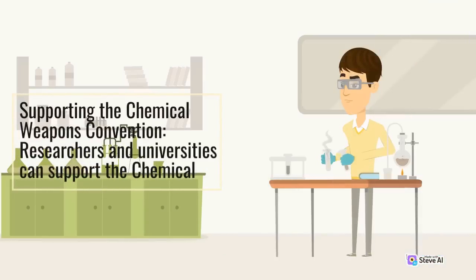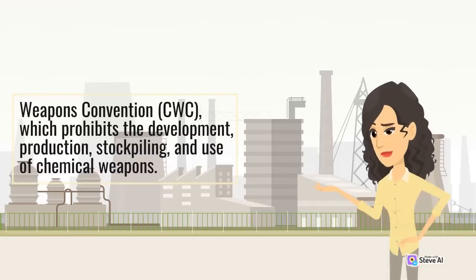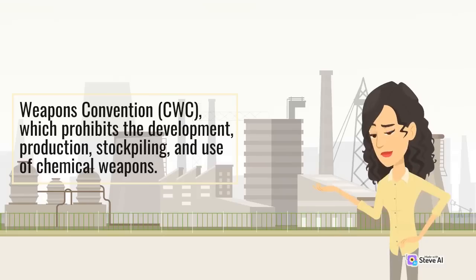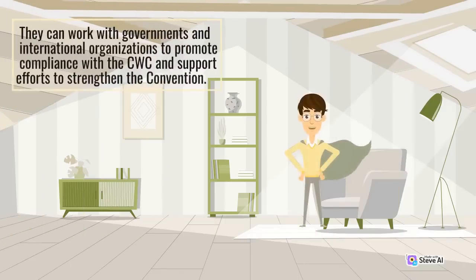Supporting the Chemical Weapons Convention. Researchers and universities can support the Chemical Weapons Convention, CWC, which prohibits the development, production, stockpiling, and use of chemical weapons. They can work with governments and international organizations to promote compliance with the CWC and support efforts to strengthen the convention.